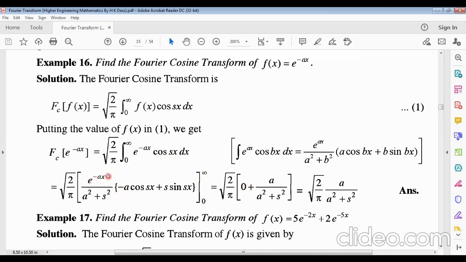e to the power minus infinity means what? 1 by e to the power infinity. 1 by e to the power infinity what? 1 by infinity. 1 by infinity means 0. So 0 divided by something, what? Only 0. Similarly, this whole will be 0. So putting the lower limit here, e to the power minus 0 means only 1. This is why cos 0 equals 1 and sin 0 will be 0. So only the cos coefficient will exist. So this equals root over 2 by pi, a divided by a square plus s square.